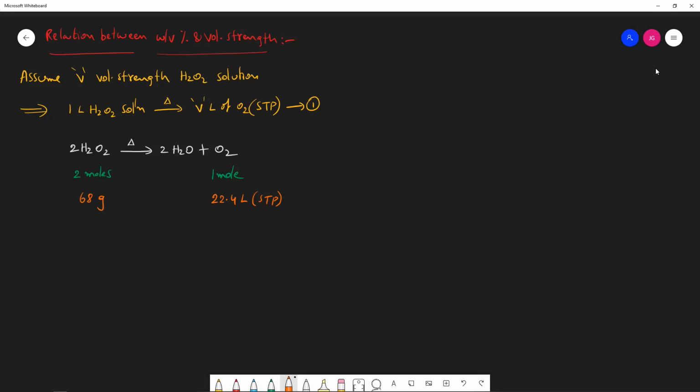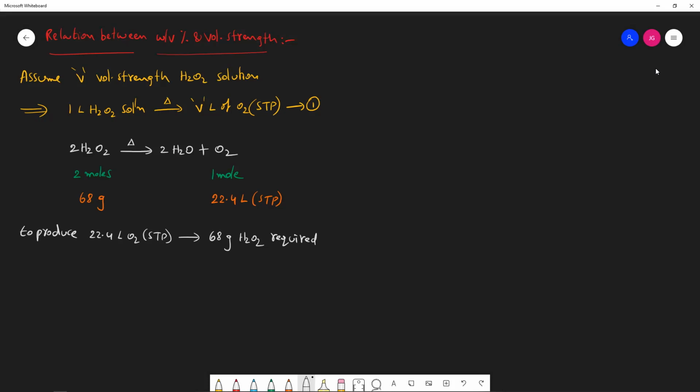Right? So this I'm going to write like a statement, which is going to help you. To produce 22.4 liter of O2 at STP, how much H2O2 is to be taken? So 68 grams of H2O2 is required.